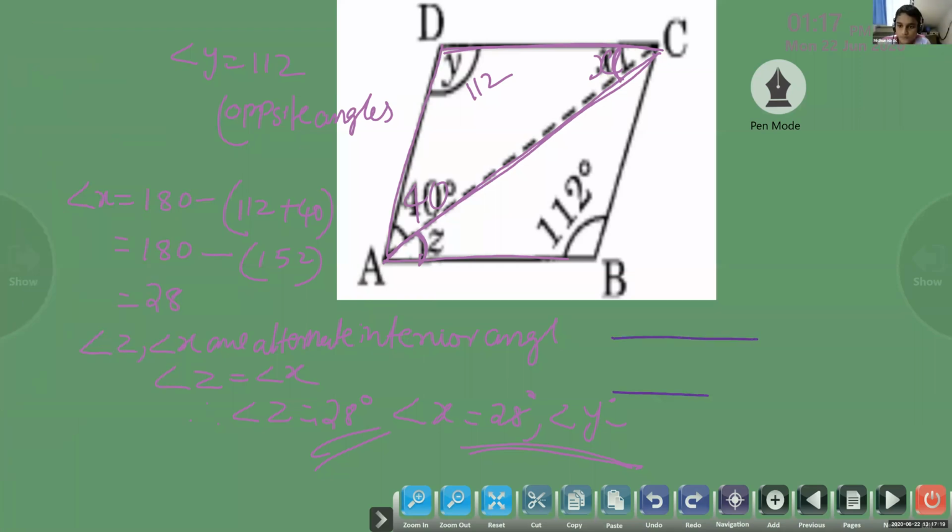Suppose these two are the sides DC and AB. This is the side DC and this is the side AB. Let this line be our AC, the diagonal. Now, these two angles are alternate interior angles. You have studied last year, isn't it? Yes. Angle 1, angle 2 are alternate interior angles. The same angles are also in this figure, our X and our Z. Understood?